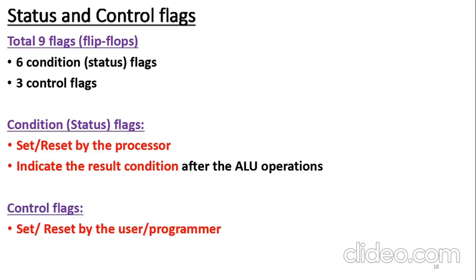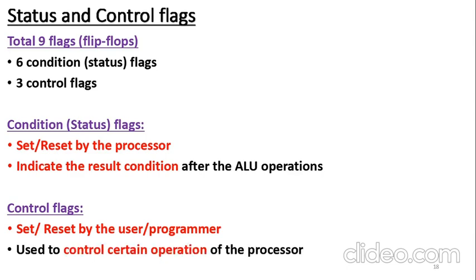Then next are the 3 control flags, which are set or reset by the user, by the programmer. And these control flags are used to control certain operations of the microprocessor. It means that setting or resetting of that control flag will be done by the programmer. And that way, the programmer is prompting or controlling the operation of the corresponding processor. Now let us see all those flag bits one by one. First of all, condition or status flags.